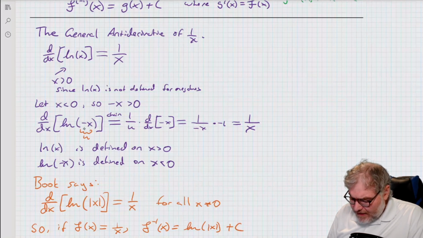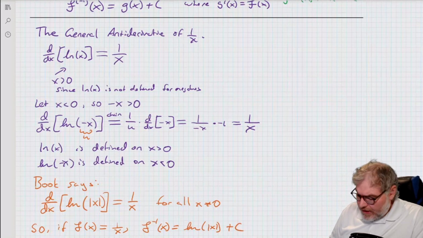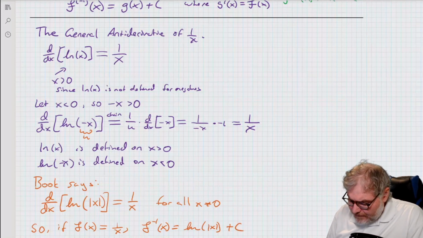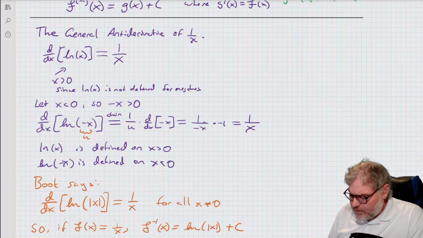So again, x is less than 0. I multiply it by -1. Now I get a number that's greater than 0. I could take the log of something greater than 0. I'm going to do the chain rule. I'm going to get a 1 over u times the derivative with respect to x of -x. So I get 1 over -x, right? That's the derivative of the outside times the derivative of the inside, which is the -1. Well, -1 times 1 over -x is simply 1 over x.